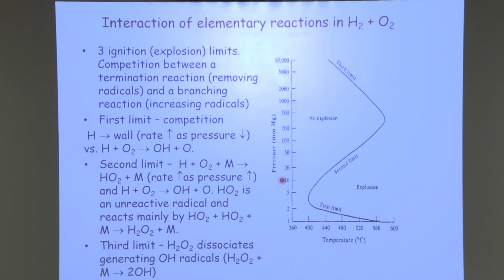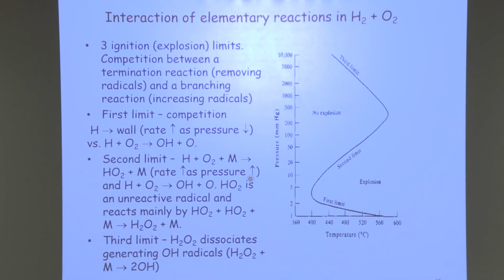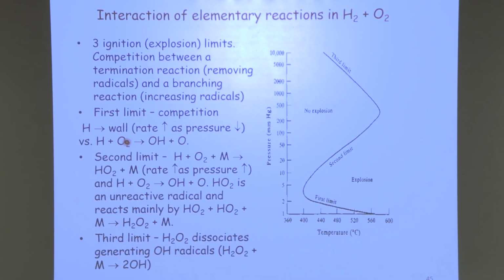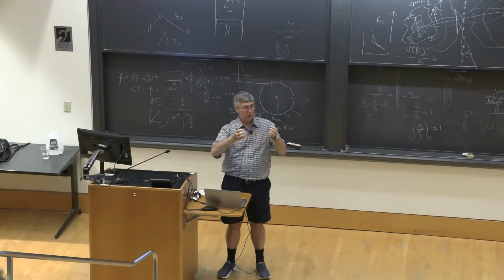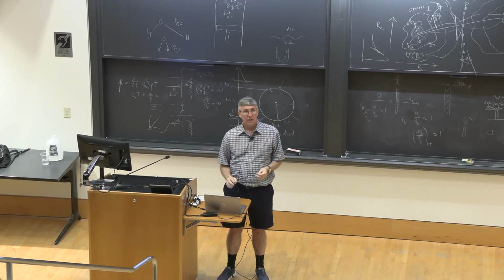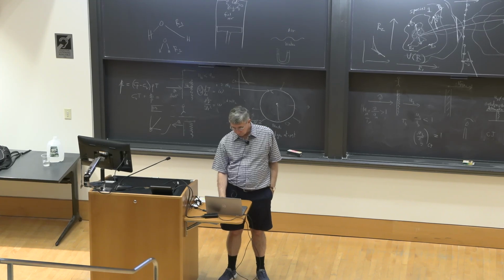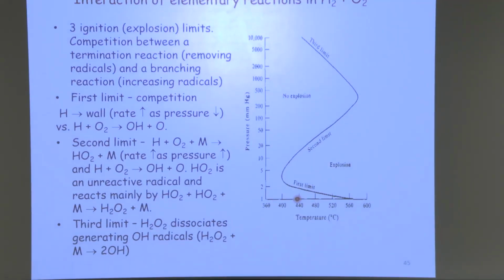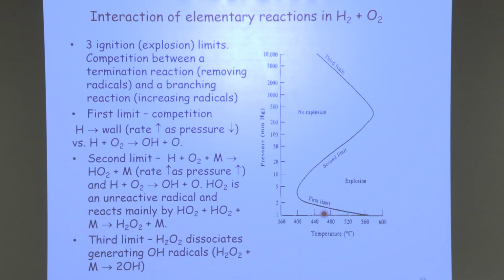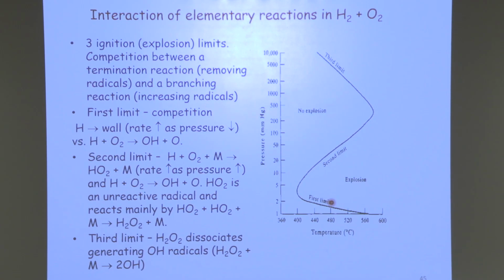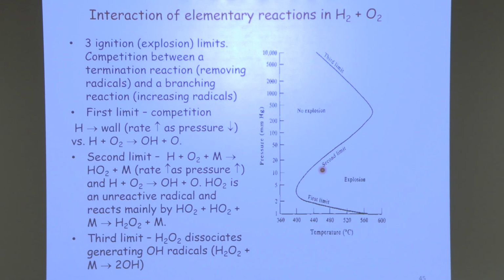The first limit is at very low pressures. What's happening is you actually have radicals going to the wall because they can travel long distances at low pressure. The mean free path is long. And so you get very significant loss of radicals at the wall. That makes it not explode. Then when you increase the pressure, you suppress the diffusion because you make the mean free path smaller, and so they can't escape to the wall, and you get an explosion.